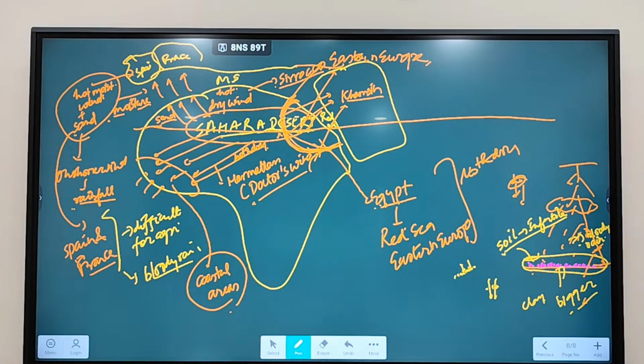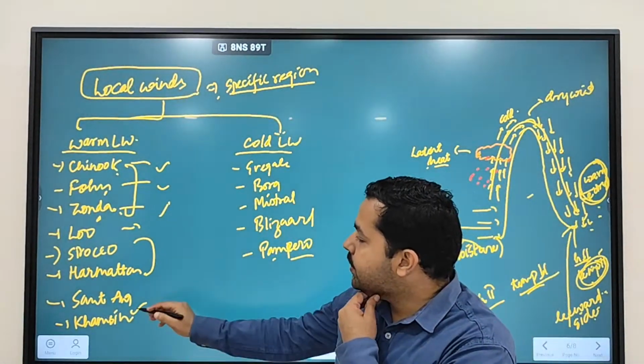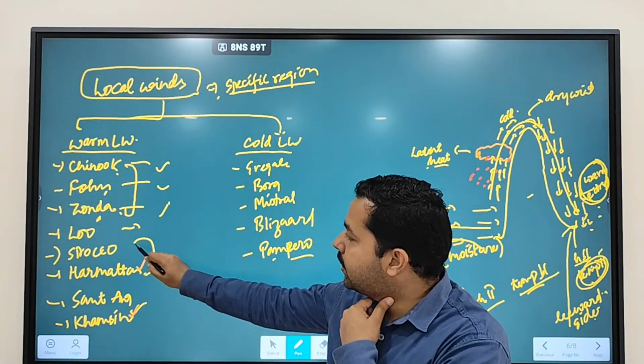Okay, clear? Any doubt regarding this one? Not beneficial. Clear? It causes a lot of evaporation. Hot and dry wind causes a lot of evaporation. Fine. So these are another type of wind that you are finding. This is your Khamsin, Harmattan, and Sirocco.